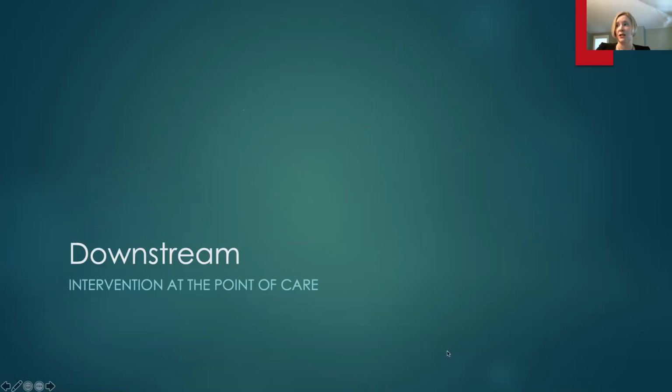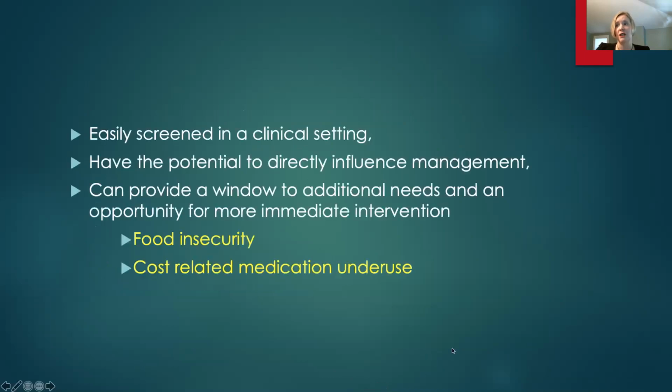So for the next part of the talk, since this is a predominantly clinical audience, I'd like to talk about some of the downstream factors that are easily screened in a clinical setting, have the potential to directly influence management, and can provide a window into additional needs and opportunity for more immediate intervention. These are food insecurity and cost-related medication underuse. The critical role of health insurance will become apparent as we discuss both of these. Further, there are many components that we screen for among risk behaviors and disease that reflect upstream social determinants of health. And you could make an argument that housing, transportation, and utility needs can also be screened in the clinical setting and are actionable, but I wanted to develop a focus for the purpose of this talk.